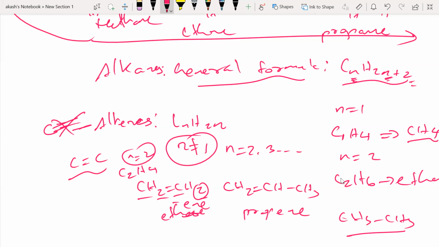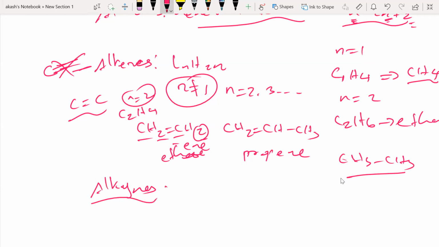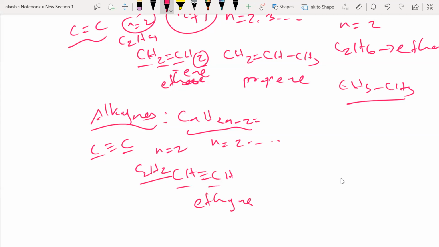And at last, what about alkynes? Alkynes have the general formula CnH2n-2. Again, n should start with 2 only, because we are going to have a C triple bond C, so a minimum of 2 carbon atoms is required. For example, CH≡CH. Now put n equal to 2: 2 into 2 is 4, minus 2 is 2. So C2H2, again you see C2H2. This is your ethyne.